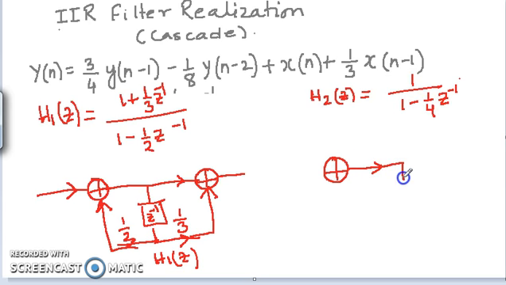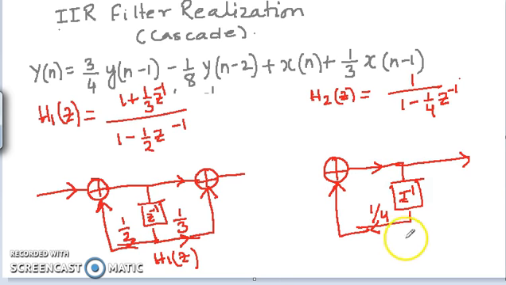So there will be a delay element appearing here, and the coefficient here will be changed by its sign. So it will be plus 1/4 and it will appear here. So this will be the part for the next portion, H2(z). This will be the direct form 2 realization of H2(z).